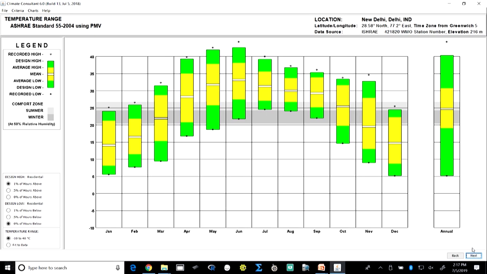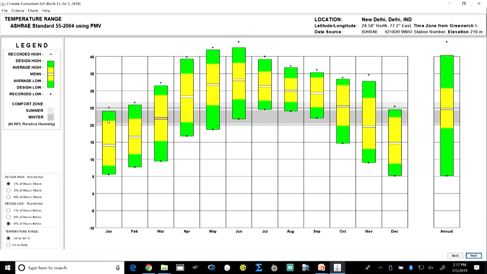Now, we start looking at the climate of Delhi. Here we are looking at the temperature range. So, this is dry bulb temperature and it shows the monthly range for New Delhi. For each month it very clearly shows what is the average highest temperature in a given month.